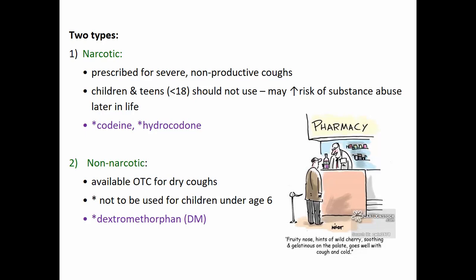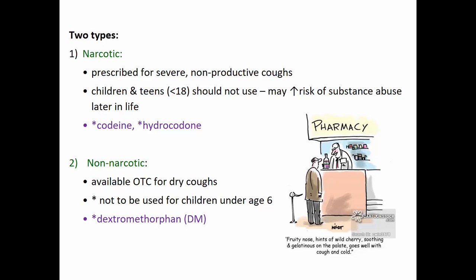And part of this is linked to some research that looked at taking narcotics at a very young age, and that it increases the risk for substance abuse later on in life. So although Health Canada has taken the stance where cough medications that contain codeine and hydrocodone shouldn't be given to children 12 and under, most researchers in the field believe that teens under the age of 18 should also not use these types of cold medications.